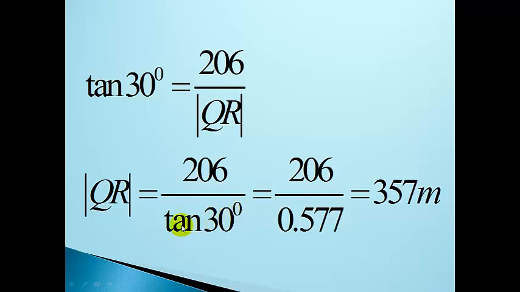Now, tan 30 degrees is equal to 0.577. So 206 divided by 0.577 is equal to 357 meters. That is the distance from Q to R.